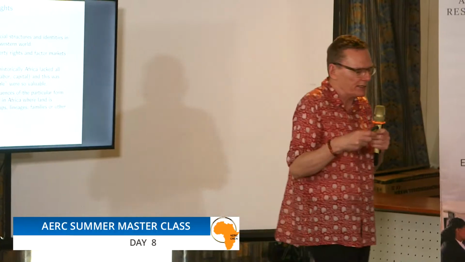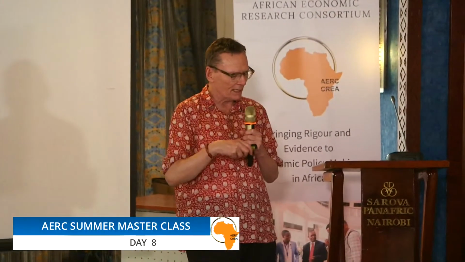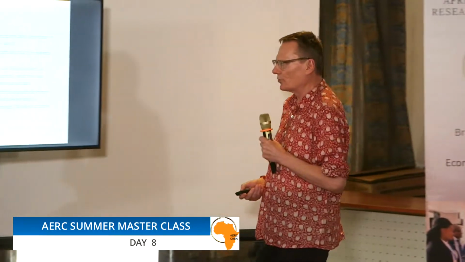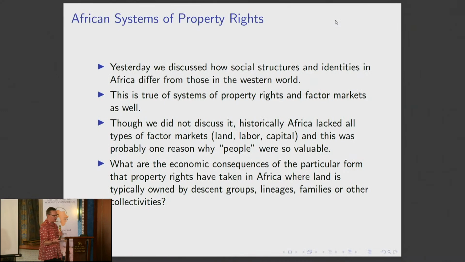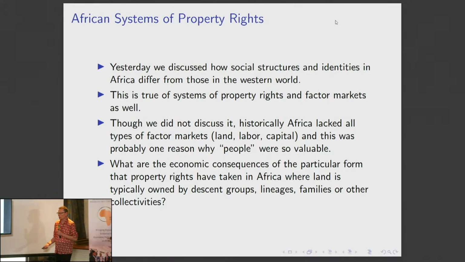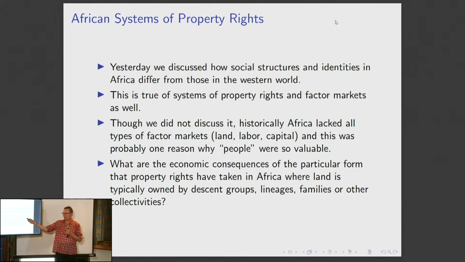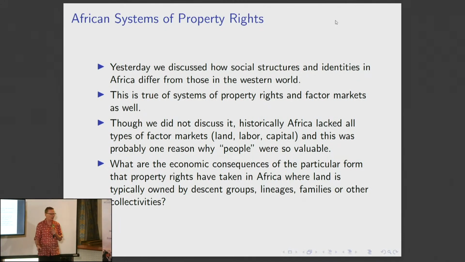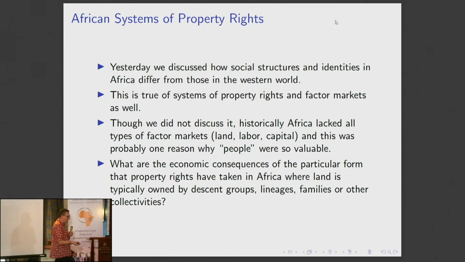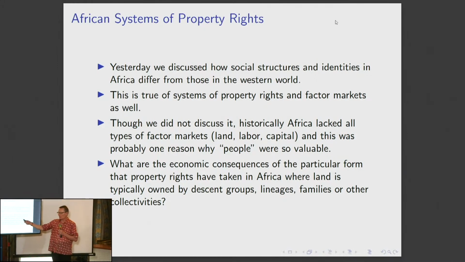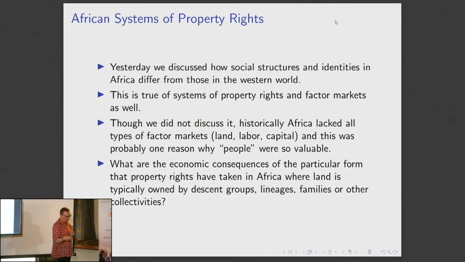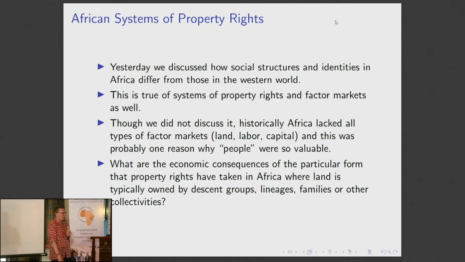The Goldstein and Udrich paper tries to understand how some of those rights work in Ghana and what their consequences are for productivity. One of the stylized facts about African economic history is that prior to the colonial period, there was a complete absence of factor markets in Africa. There wasn't a labor market, a land market, or capital markets. What substituted for a labor market? Well, your social networks we were talking about yesterday.